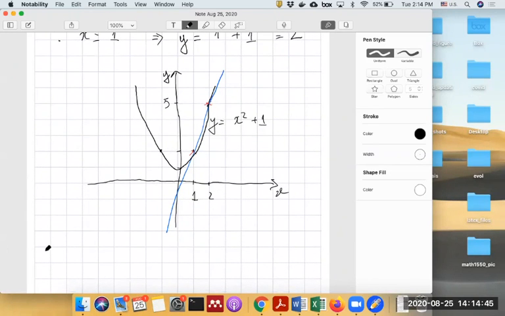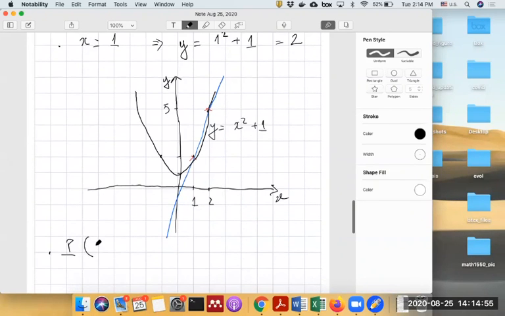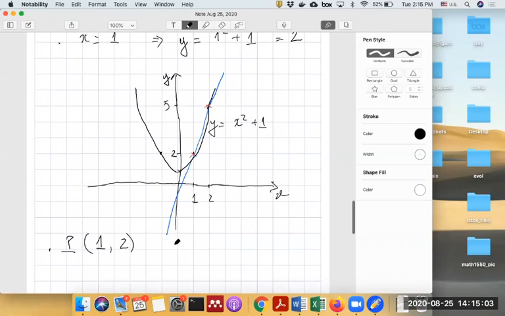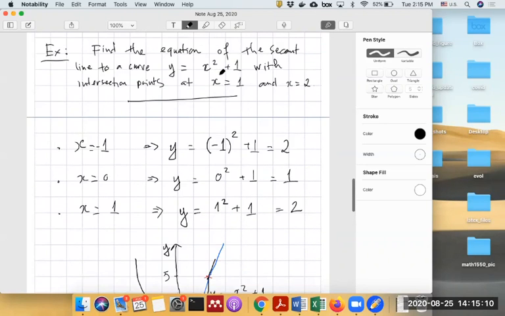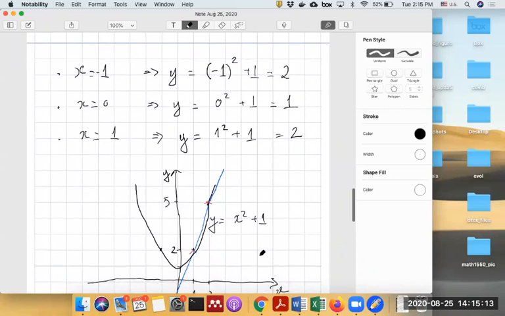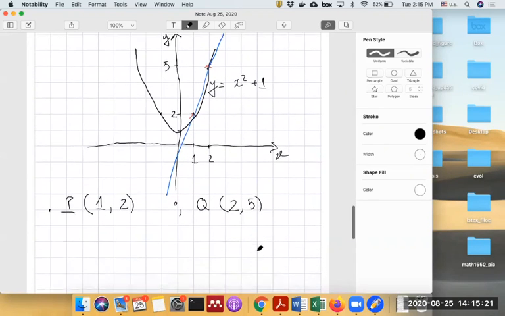So let us call the first point P at x is equal to 1, right? And y will be 2. Perfect. And the second point, we call it Q. At 2, put into the formula, 2 squared plus 1 would be 5. Perfect. These are the points. We need to draw a line through them.